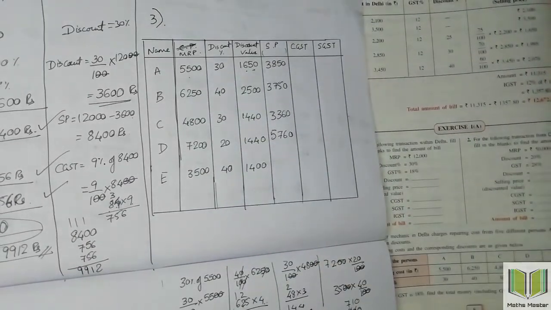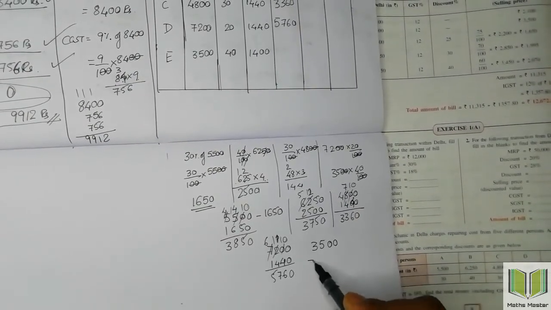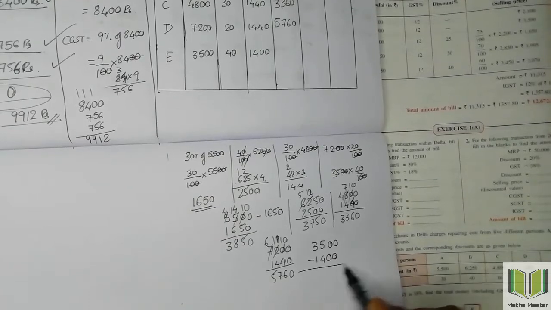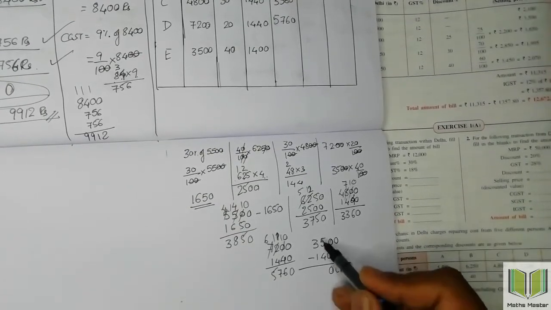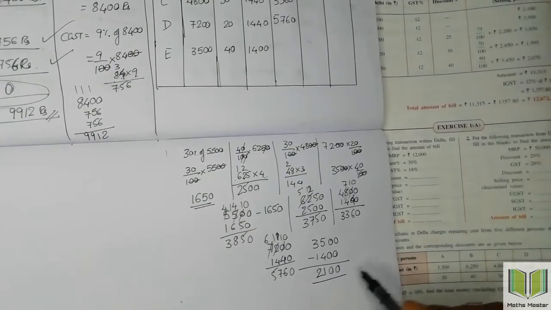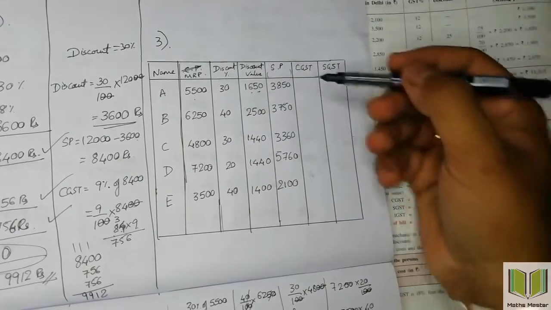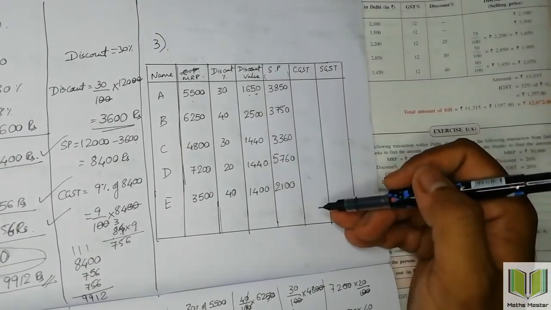And 3500 minus 1400 will be equal to, the 0 0 as it is. 35 minus 14. 5 minus 4 is 1. 3 minus 1 is 2. That is 2100. Okay. Now we got the selling price of all the 5 articles.